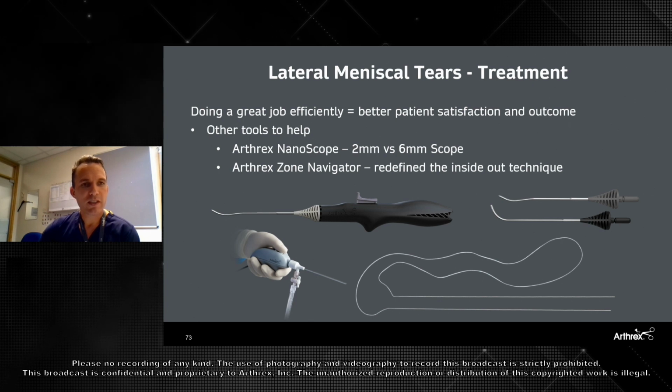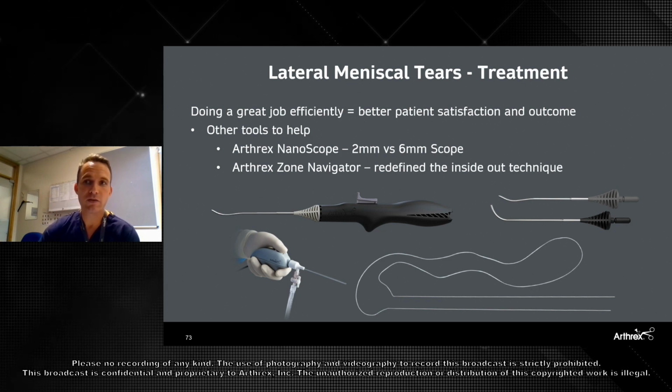The other really important instrument, I think, that's changed things is the Zone Navigator, and this is an incredible device to be able to actually allow you to do an inside-out repair, even of the anterior horn of the meniscus, without any trouble at all.